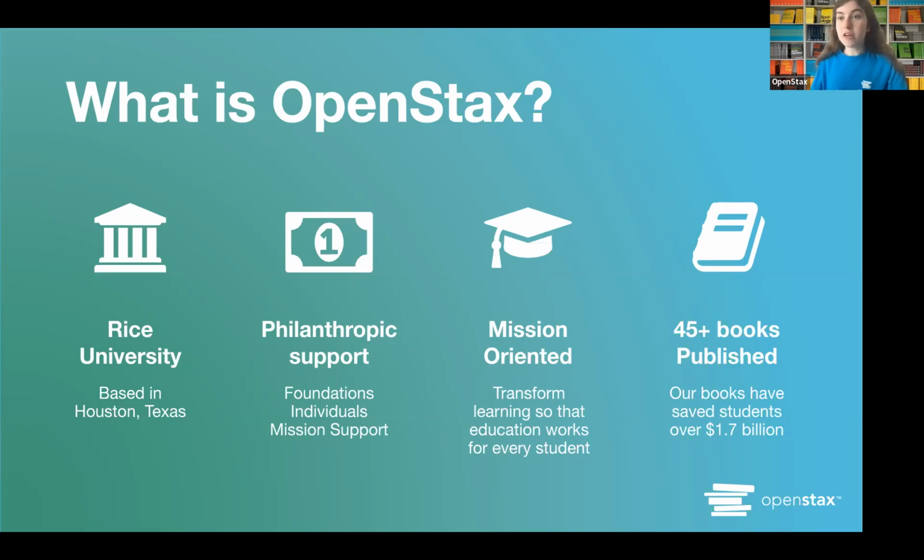We're able to offer our library of free textbooks due to philanthropic support, such as from foundations like the Bill and Melinda Gates Foundation, individual donations, and mission support fees from our technology partners like Lrnr. Whenever an Openstax user pairs one of our free textbooks with one of our paid technology partners like Lrnr, the technology partners give us a small mission support fee back that allows us to sustain our operations. Openstax is mission-oriented, and our aim is to transform learning so that education works for every single student. Since 2012, we have published over 45 free, openly licensed, peer-reviewed textbooks, in the process saving students over $1.7 billion.